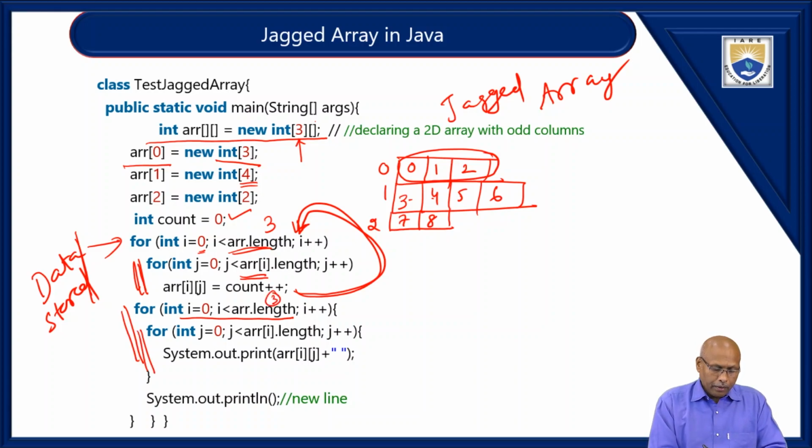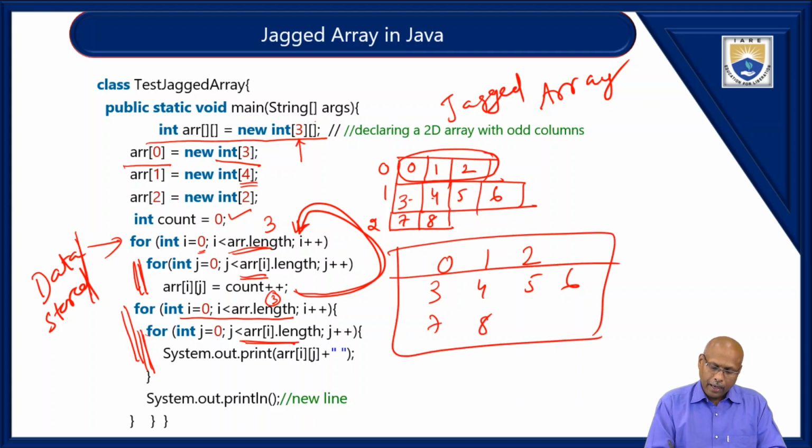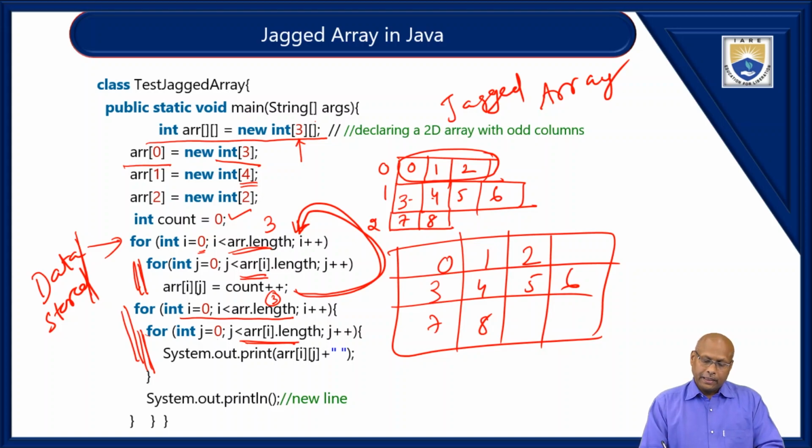And the inner loop, for j equal 0, j less than array of I dot length. That means it will repeat based upon that row's length. So here every row has different elements. First it will print 0, 1, 2. After printing 0, 1, 2, it goes to the next row. In the next row, it prints 3, 4, 5, 6. Then again it goes to the next row. In the last row, it prints 7, 8. So in this format, you will find the data. So you will get this output like this.